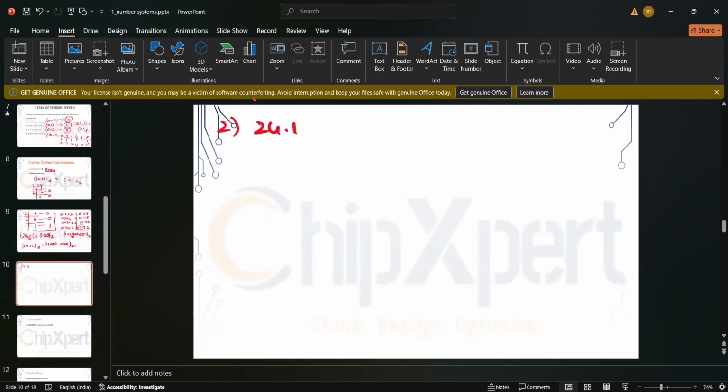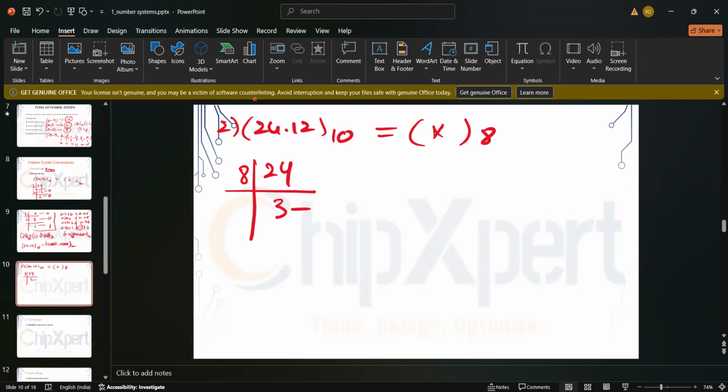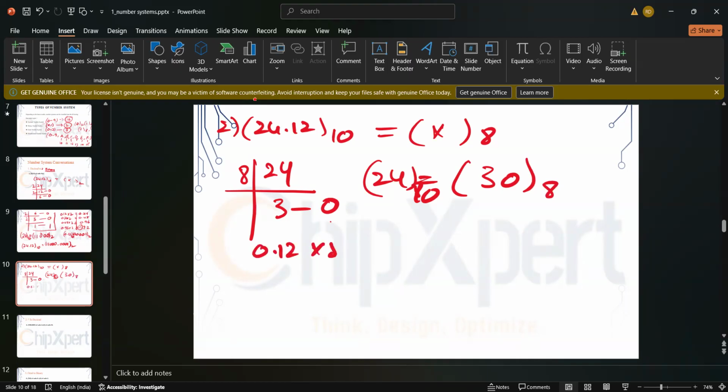Okay, so the next conversion is the same. Second one, 24.12 of decimal number. I want to convert this decimal number into octal format. How am I going to convert it? 24 is divided by 8. How many times will it go? 3 times, and the remainder is 0, right? So for 24 of the decimal number, the octal number is 3 and 0, that is 30 to the base 8. And 0.12 is multiplied by 8. 0.12 into 8.